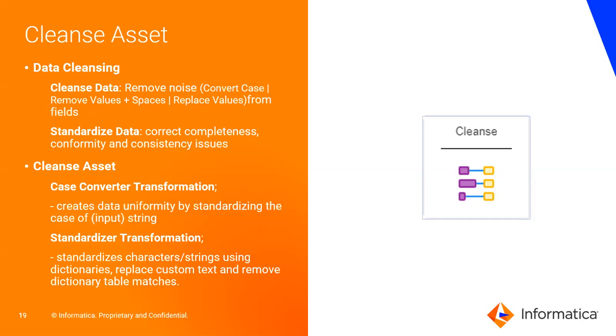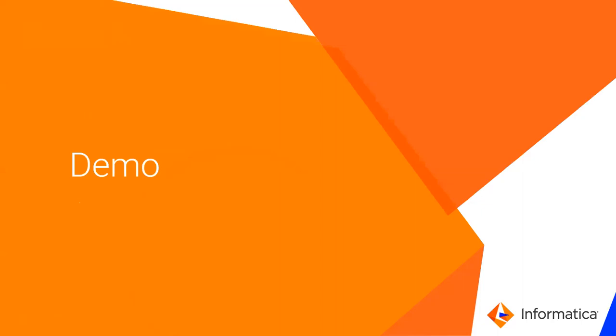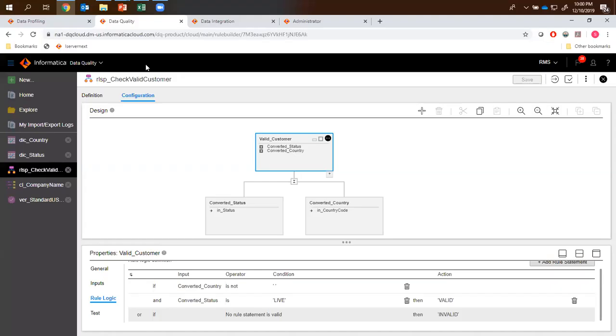Also, this cleanse asset basically drills down to the use case of a case converter transformation and the standardizer transformation. So using case converter, you would be able to convert the case from lowercase to uppercase or sentence case. And using standardizer options, you would be able to replace custom text or remove dictionary table matches and so on. To understand more about the cleanse asset, we could quickly move to the demo.